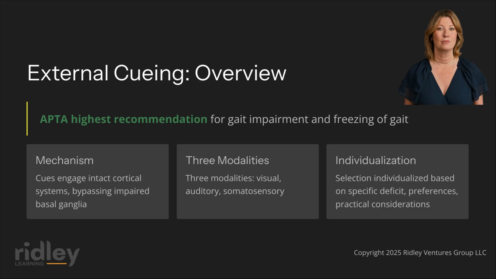While automatic movement control mediated by the basal ganglia is impaired in Parkinson's disease, goal-directed movement control mediated by frontal and parietal cortical regions remains relatively preserved. External cues engage these intact cortical systems, providing explicit movement targets that bypass the impaired automatic control mechanisms. Three primary cueing modalities have been investigated: visual, auditory, and somatosensory, each demonstrating efficacy for specific aspects of gait impairment.